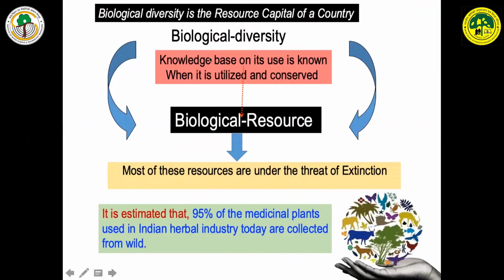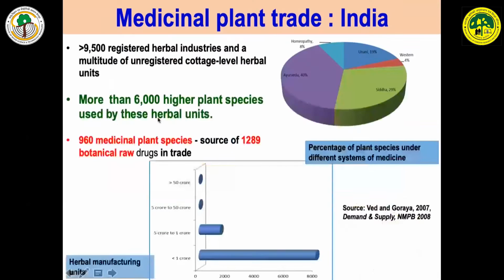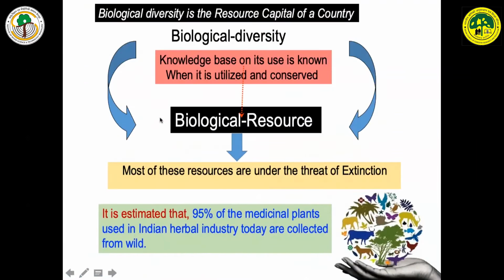So, to give a brief introduction, why do we need to conserve biological resources? Biological resources are the capital of our country. This diversity becomes wealth when we utilize as well as conserve it, and these become our biological resources. In the current scenario, we have utilized them extensively but not conserved them. There is also human interference, so we are losing some of these species because of our intervention or modernization.